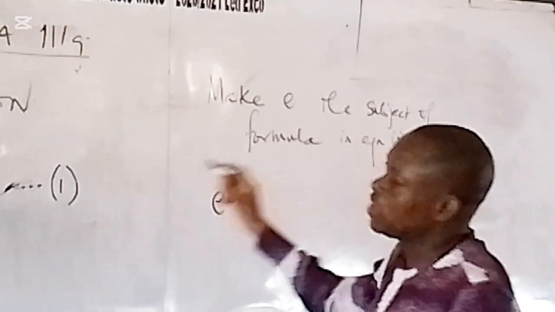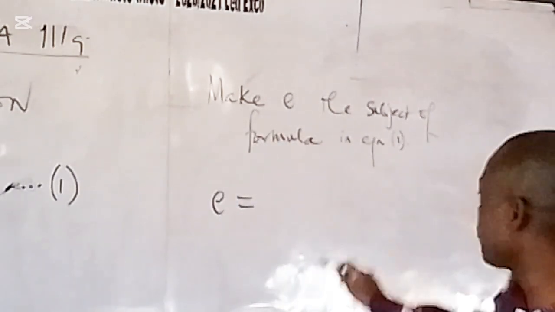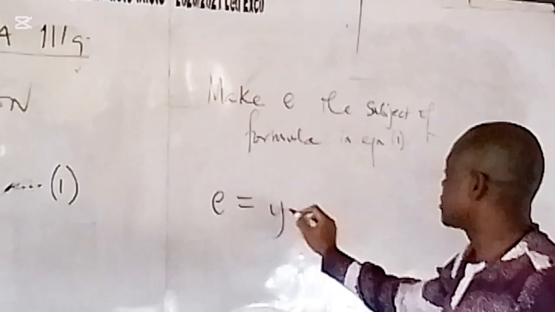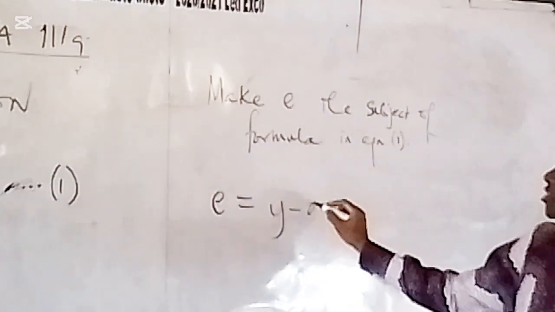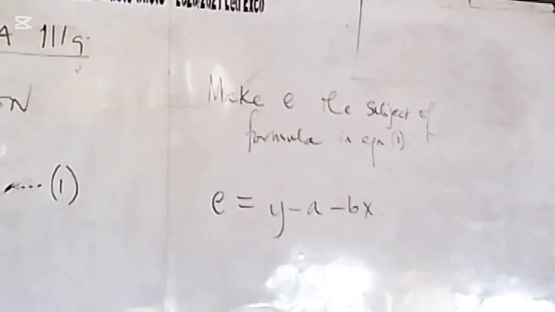How do we make E the subject of formula? Every other thing on the side of E will move to the other side. We are also told that if E will stand alone as the subject of formula, A will leave to the other side to become minus A. So we have it will meet Y already sitting there as what? Minus A. Bx is positive, it is plus here. As it crosses the sign of equality, it becomes what? Minus Bx. So that will make E now the subject of formula.